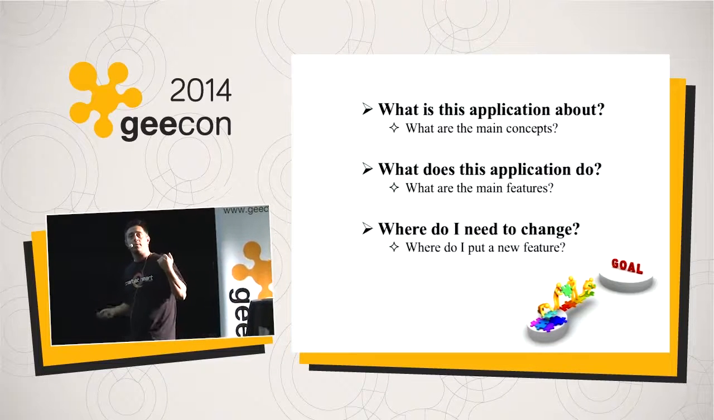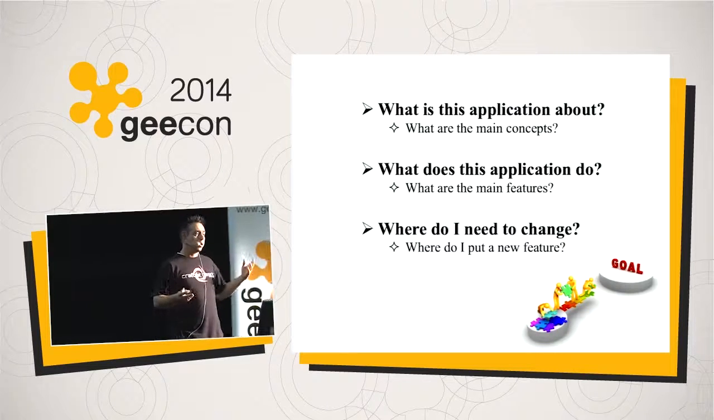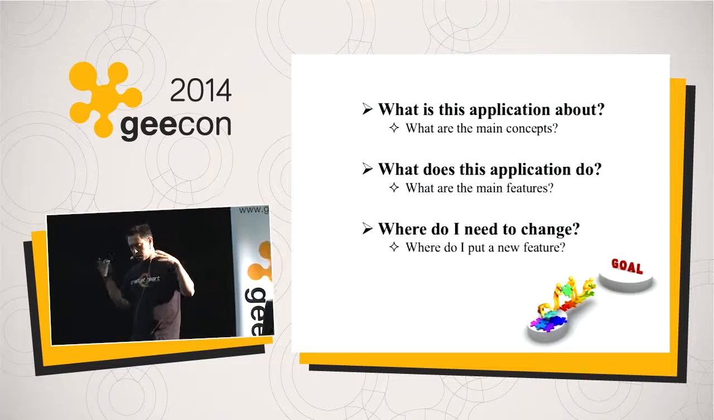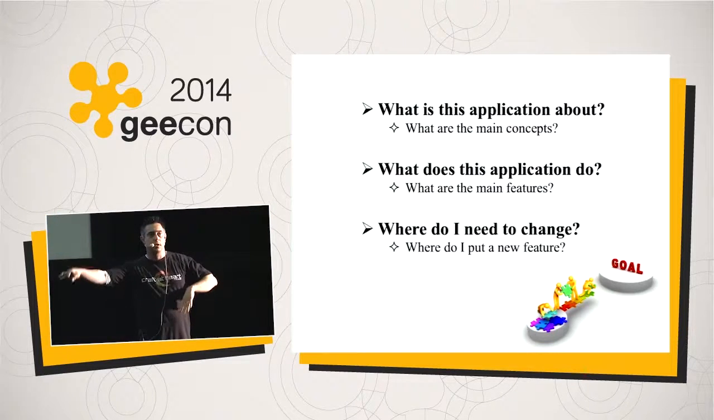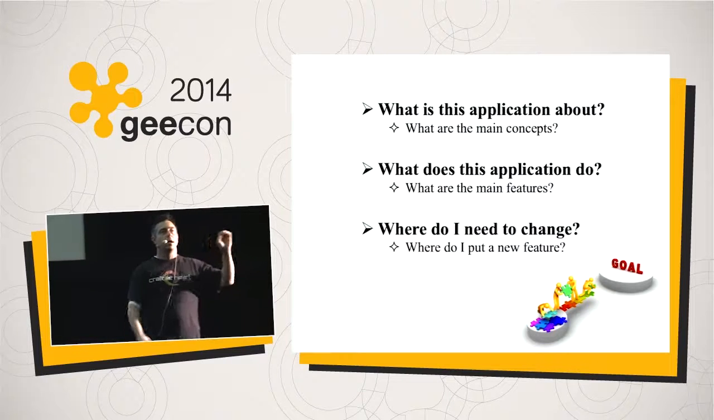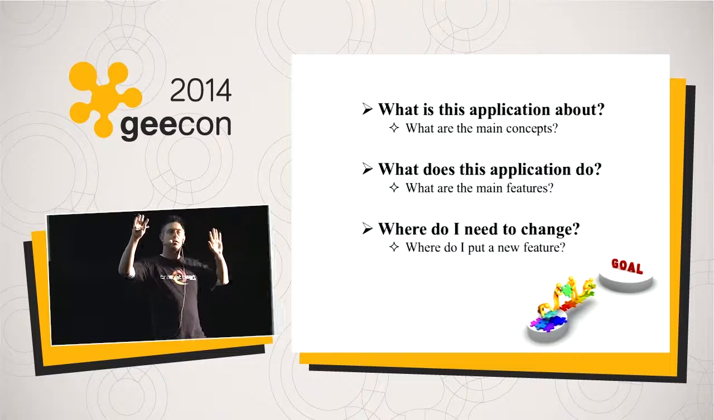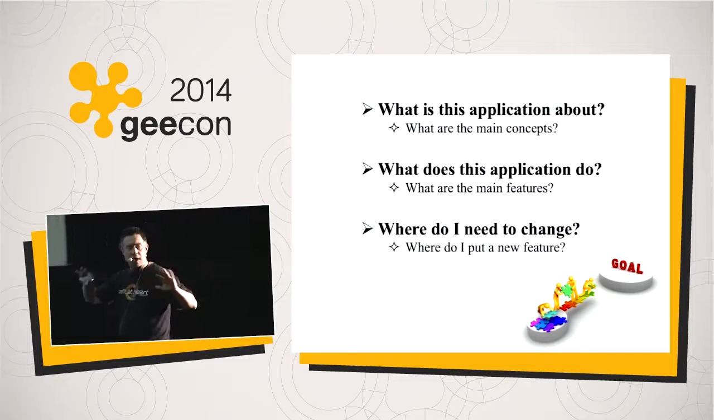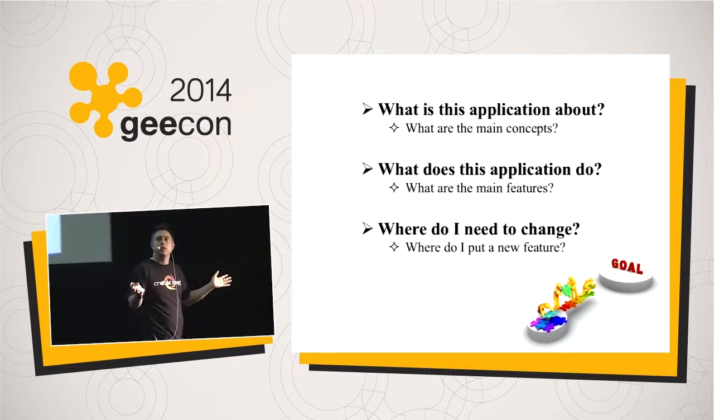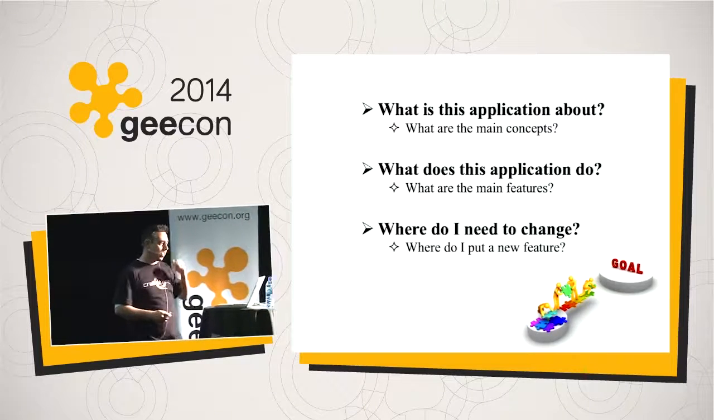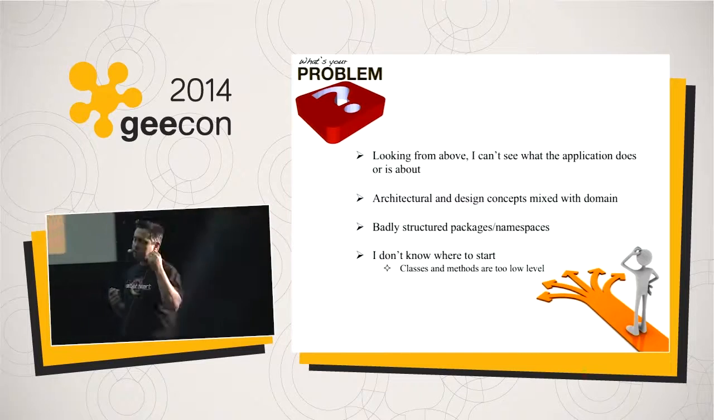If I need to change something, add a new feature, or fix a bug, where do I go? And in all the applications that I worked on in the past, when you look from above, you have controllers, repositories, services, parsers, all this. Can you relate to that? Yeah? So what you see from above is pure design and architecture. It's cool, but what does it do? Where do I go? And you don't see any domain concepts anywhere. So that's the problem that I was trying to solve.